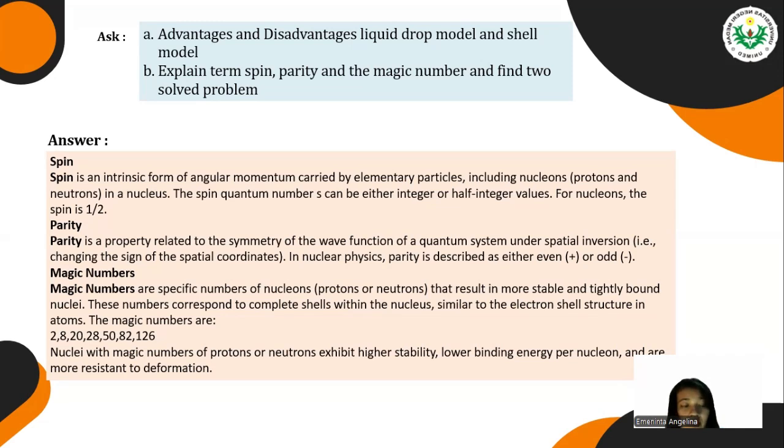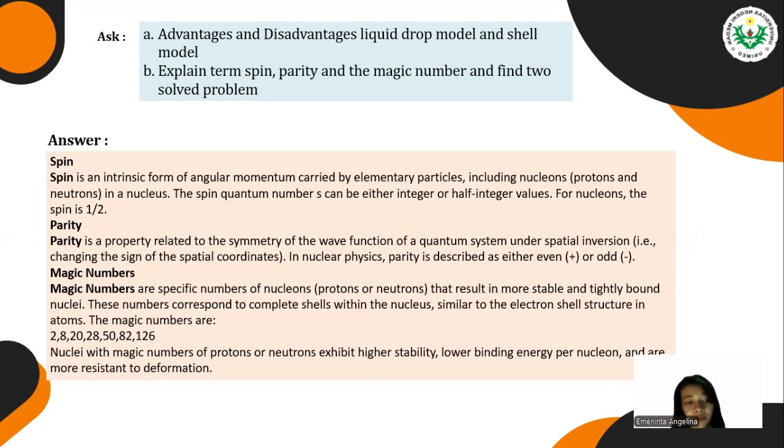Parity is a property related to the symmetry of the wave function of a quantum system under spatial inversion, changing the sign of the spatial coordinates. In nuclear species, parity is described as either even, positive, or odd, negative. Magic numbers are specific numbers of nucleons, protons, and neutrons that result in more stable and tightly bound nuclei.